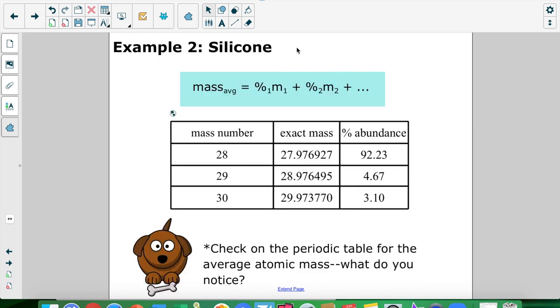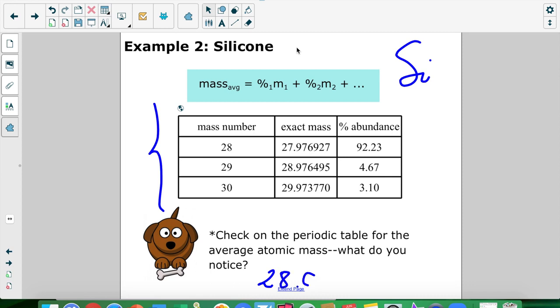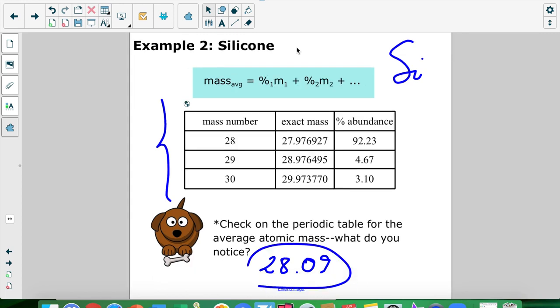So here's an example. You have silicon. So you go to the periodic table and you find silicon. All right. And the question is, check in the periodic table for the average atomic mass of the silicon, and then calculate the average atomic mass with the information that you're given over here. Okay. So if you actually go to the periodic table, you will find out that the average atomic mass of the silicon element is 28.09, or something very similar, depending on the periodic table that you are using. How do we calculate this average atomic mass? Well, we're going to use this formula that we have up here, okay?